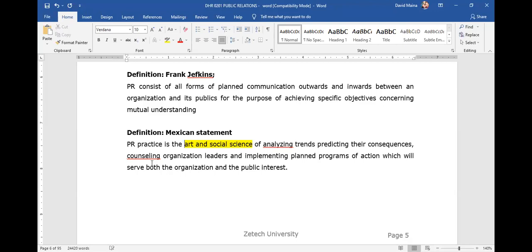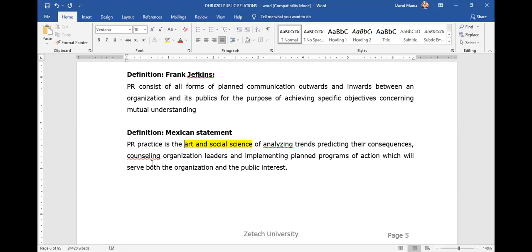Then once you predict the consequences, you sit down with the leaders, the owner of the organization, the communication experts in that particular organization. You counsel them that the way you are doing things, you're not supposed to do them like this. This is how you're supposed to do it. You counsel them. Why are you counseling them?